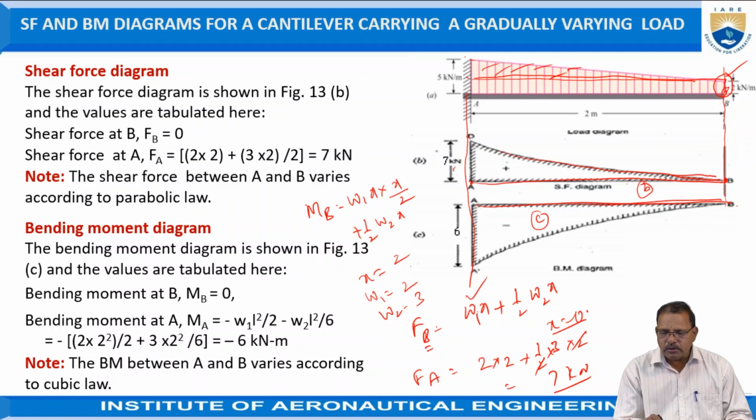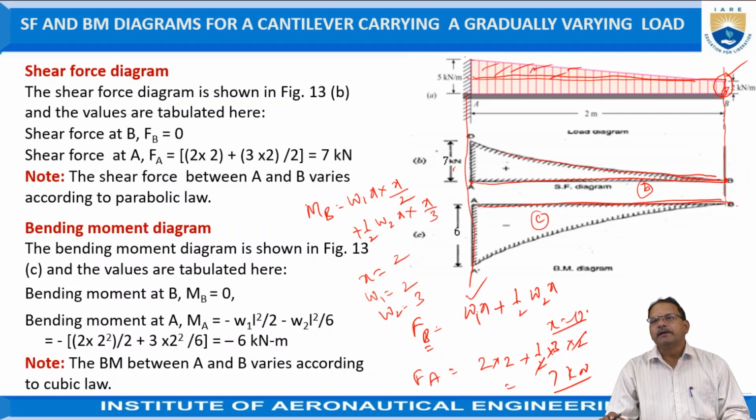It is equal to 1 by 2 into W into X. But it is acting at a distance of X by 3, because the center of gravity lies at height H by 3 from its base. That means if you consider from this distance, it is equal to X by 3. So, by using this equation, MA is equal to minus of, when you substitute X equal to L, minus W1 L square by 2, minus W2 L square by 6.